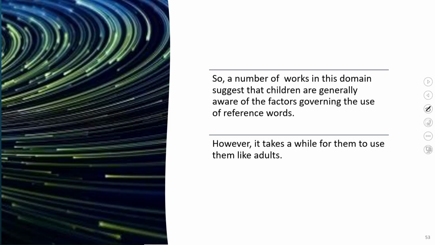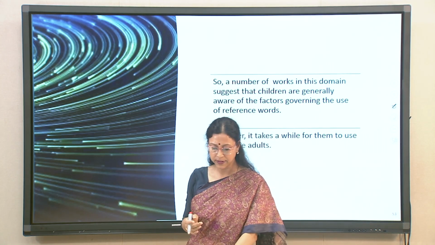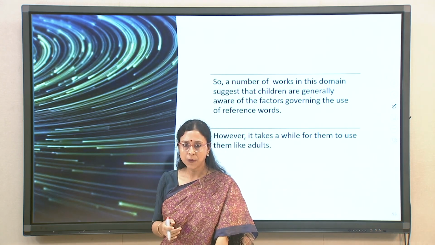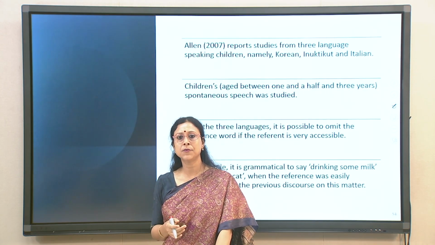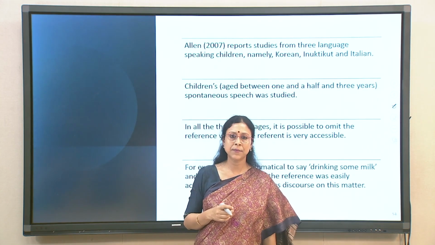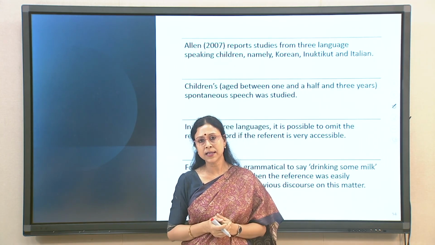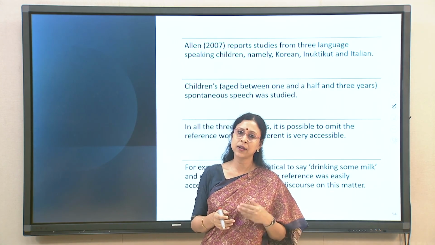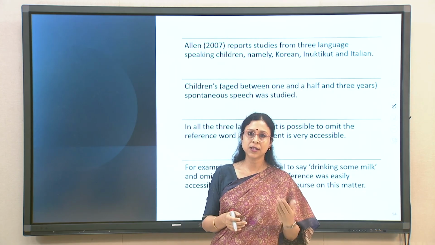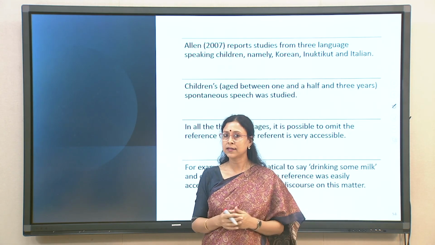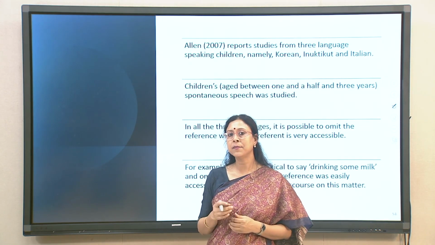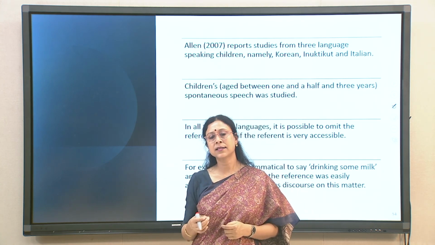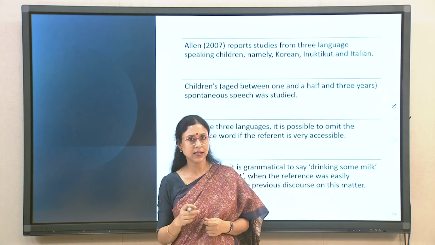So, basically a number of works in this domain suggest that children are generally aware of the factors governing the use of reference words in a particular given situation. However, it takes a little while for them to use them like adults. For example, we saw with many examples that they do understand the interlocutors, meaning the other person's intent and mental state, but this does not mean that they can use the understanding as an adult. So, that takes a little bit of time.